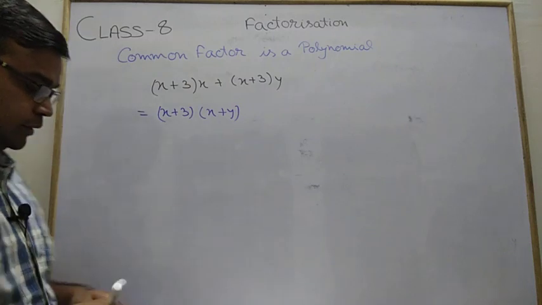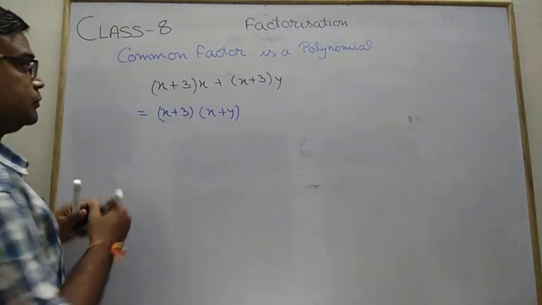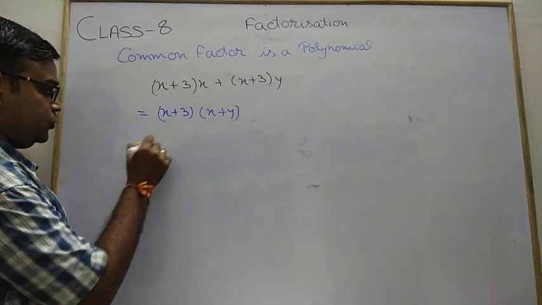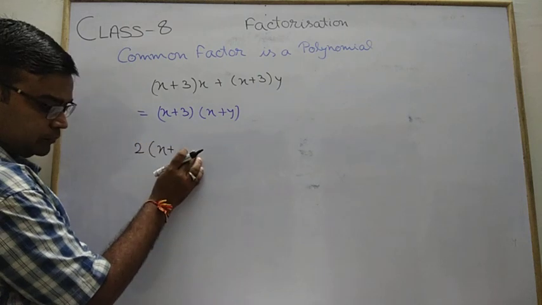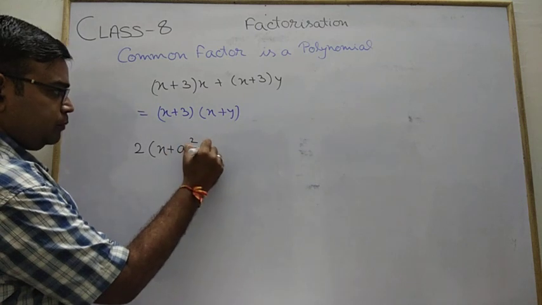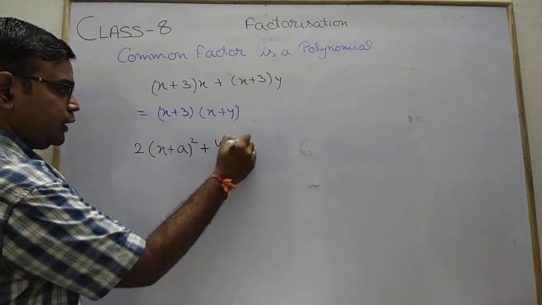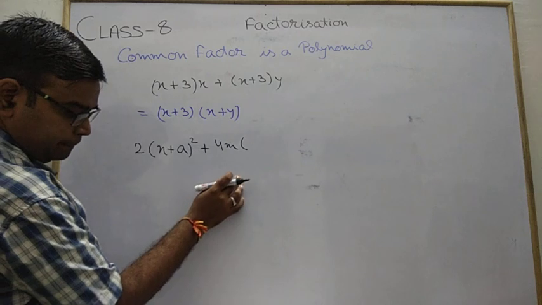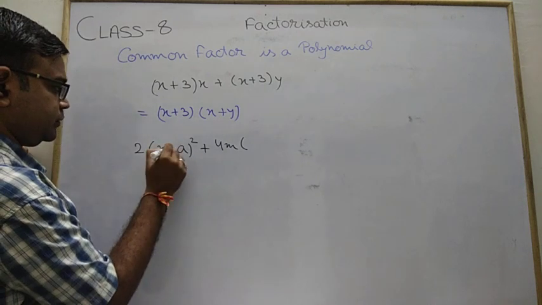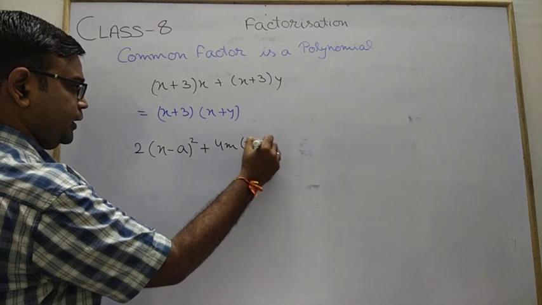For that, I am choosing the next question. This is your next question. It's 2 into x plus a whole square plus 4m. It's not plus, it's a minus, x minus a.